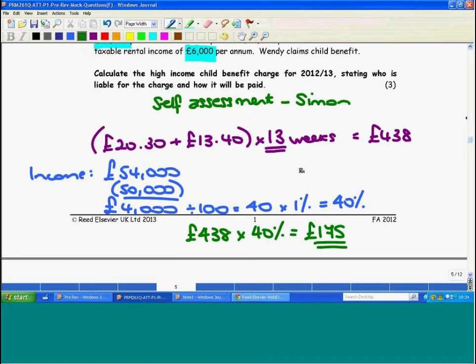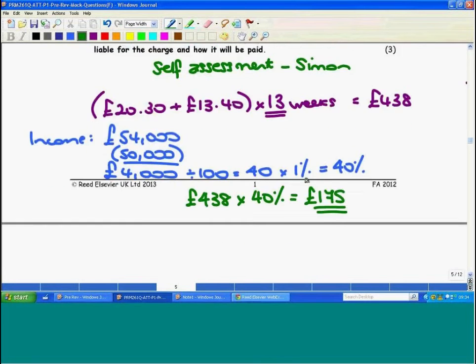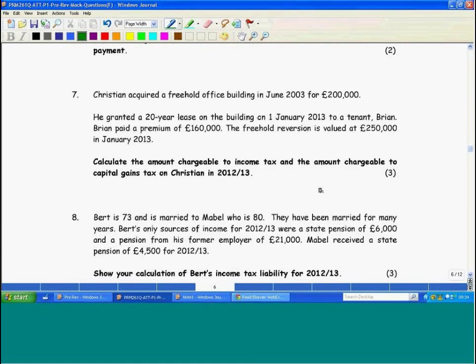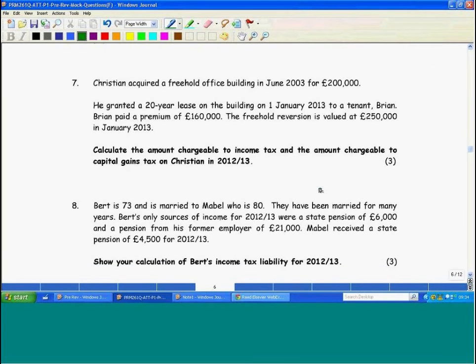Now let's have a look at another short form question. So let's have a look at question number 7, which is a question to do with leases. Now, leases can be tested in all different ways. So let's just start with the basics. If we have a look through what they actually require us to do.